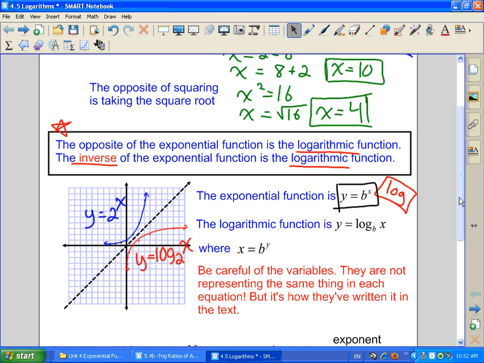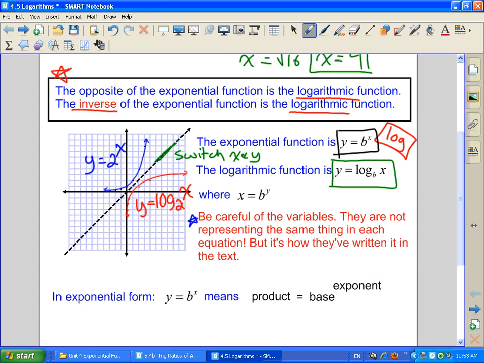When we get into logarithmic forms, ladies and gentlemen, things change a bit. Although it says y equals log base b of x, the y in fact is an exponent, the log is of the b, the base, and x is your product. So just remember, when you do what's called the inverse, you switch the x and the y. That's why these get switched in these expressions. That's what this statement says right here, guys: be careful of the variables. They are not representing the same thing in each equation, but it's how they are written in the textbook.